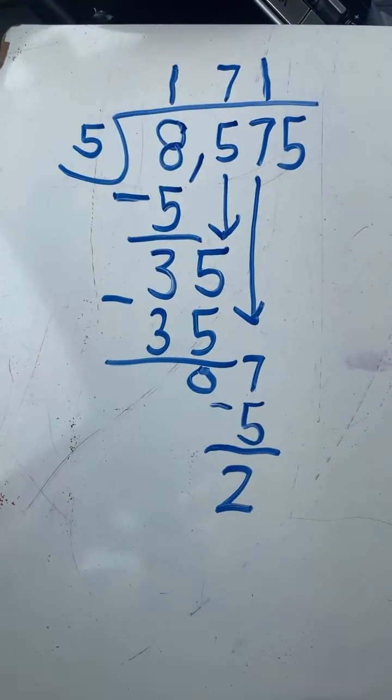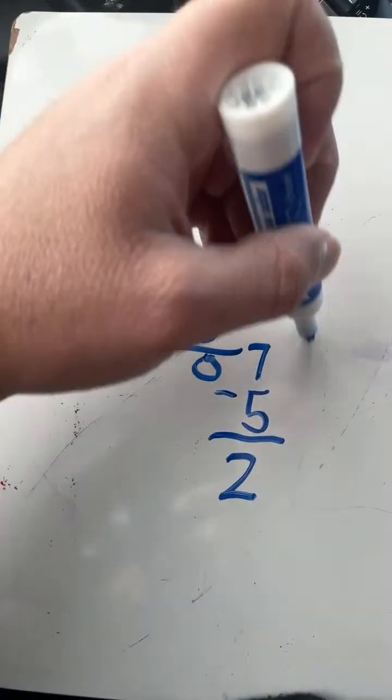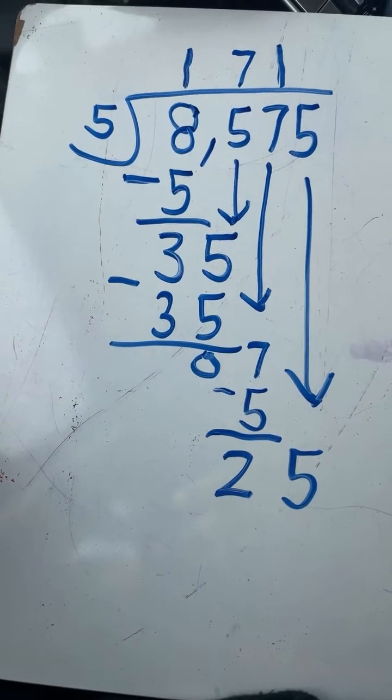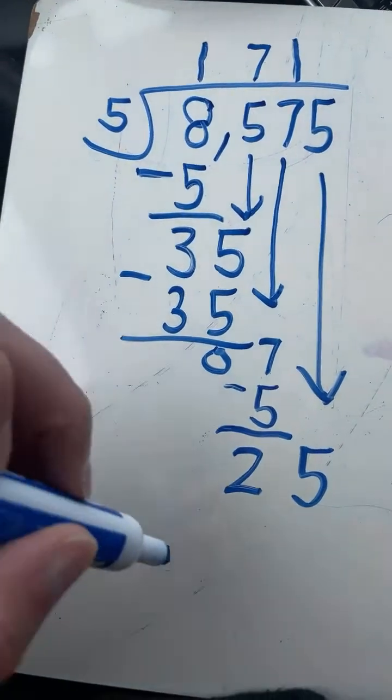Seven minus 5 equals 2. We have a remainder of 2. We are bringing down a 5. Now, how many times does 5 go into 25?